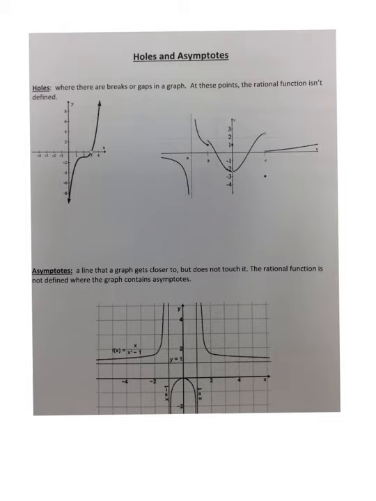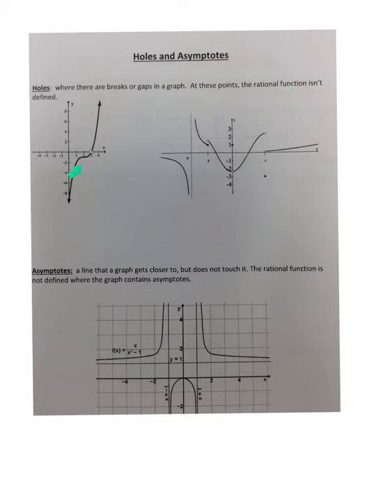All right, so get your holes and asymptotes packet, and we're just going to look at that first page there. This is just going to be more of a talking and you understanding. It's really pretty simple and basic. A hole, if you read it, is where there are breaks or gaps in a graph. And at these points, the rational function isn't defined.